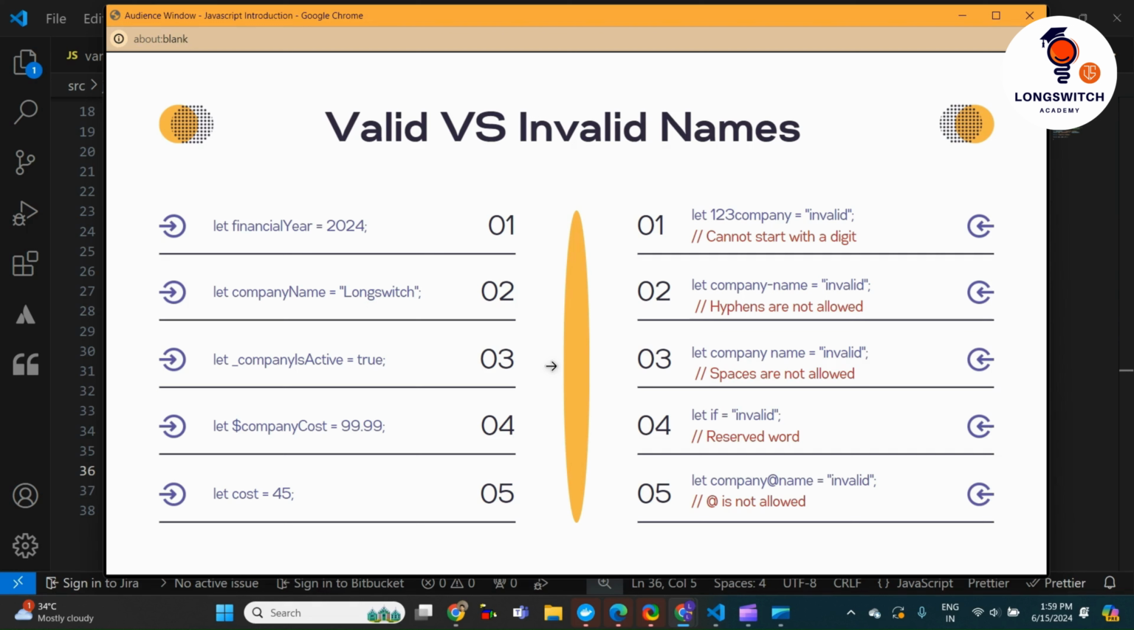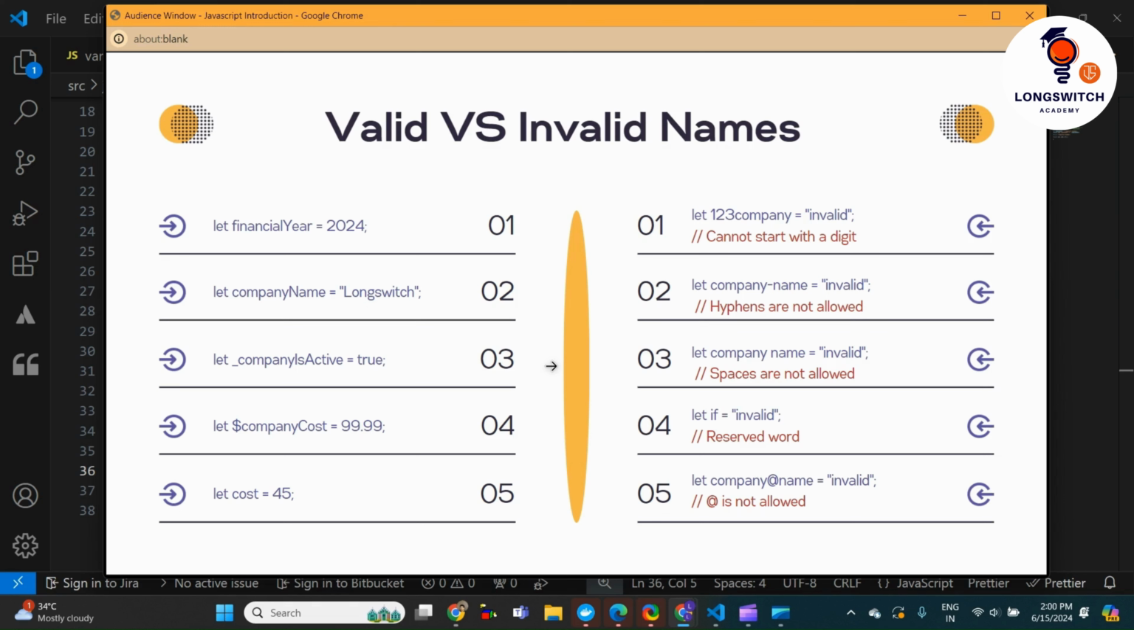The fourth valid name is $companyCost = 99.99. Why is it valid? Because a variable name can start with a dollar sign. The fourth invalid variable name is let if = "invalid". Why is it invalid? Because it is using a reserved keyword, if, as a variable name. Therefore, it is treated as invalid.